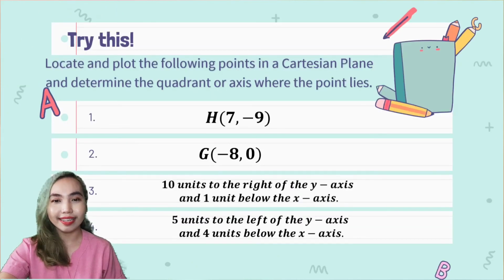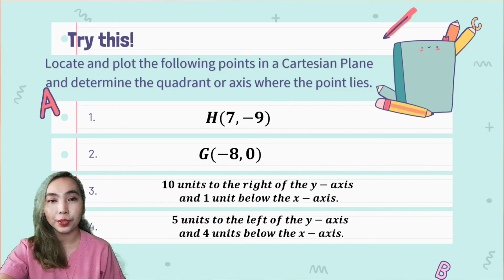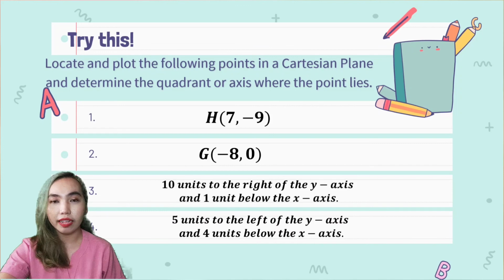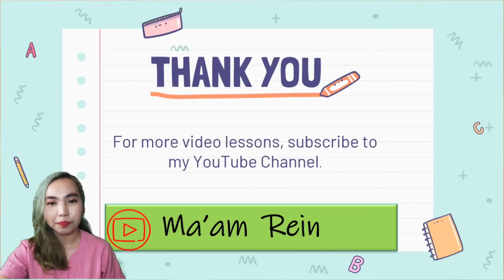Now you can try this. Locate and plot the following points in a Cartesian plane and determine the quadrant or axis where the point lies. Number 1, point H has coordinate of (7, -9). Point G has (-8, 0). Number 3, 10 units to the right of y-axis and 1 unit below the x-axis. Number 4, 5 units to the left of y-axis and 4 units below the x-axis.